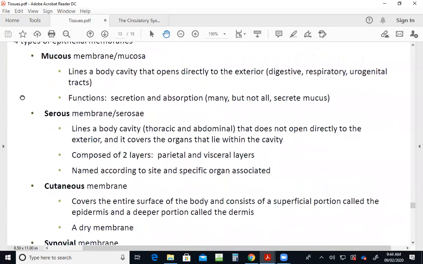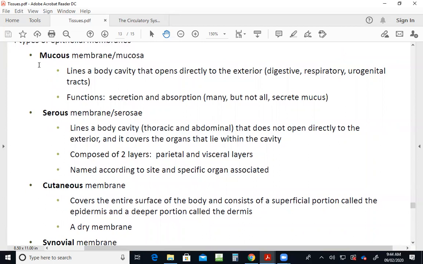Okay. 4 types exist. The first is called a mucous membrane or mucosae. It lines a body cavity that opens directly to the exterior. It's like the inside of your mouth, inside of your anus, respiratory or genital tracts as well. And the function of a mucous membrane is, in many cases, but not always, to secrete mucus. You probably didn't already know this, I imagine, but saliva is not just water. It's also got some mucus in there, which helps with lubricating.